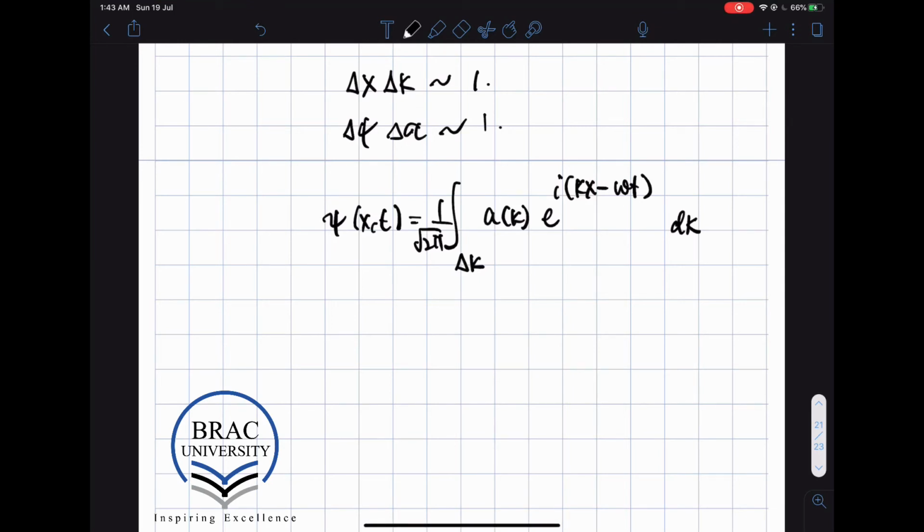Now let's suppose that omega varies slowly with k. So omega will have some relationship with k. Omega is a function of k. That is what we mean by the dispersion relationship. Let's assume that omega varies slowly with k.